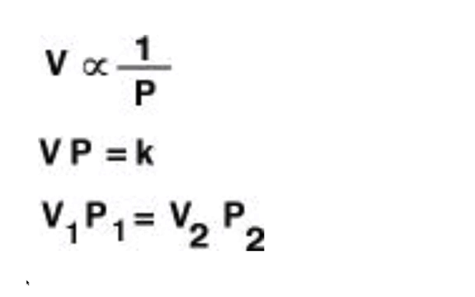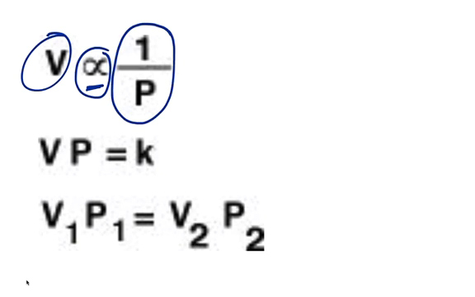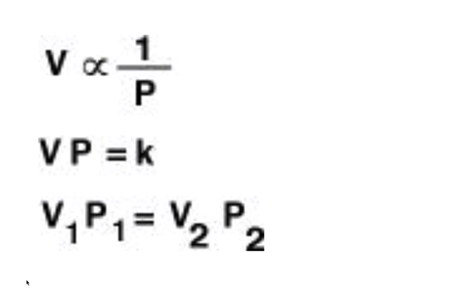So let's look at how we'd write this. We'd say that volume is inversely proportional to pressure. That's the 1 over P. What that's saying is, again, as pressure goes up, volume is going to decrease. As volume goes down, pressure is going to increase.